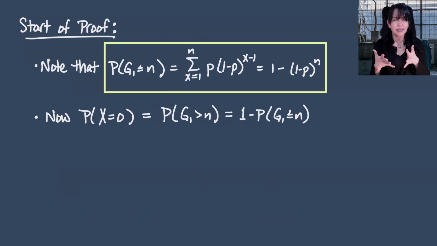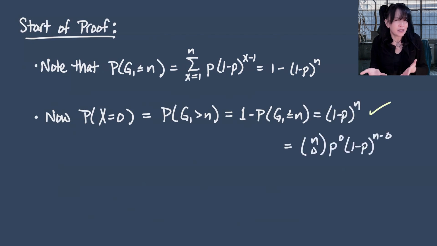And from this up here, we know that this is (1 minus p) to the n, and this is in fact n choose 0 times p to the 0 times (1 minus p) to the n minus 0, which is the binomial distribution expression for the probability that X is 0. So this checks out. I'm going to look at just one more.